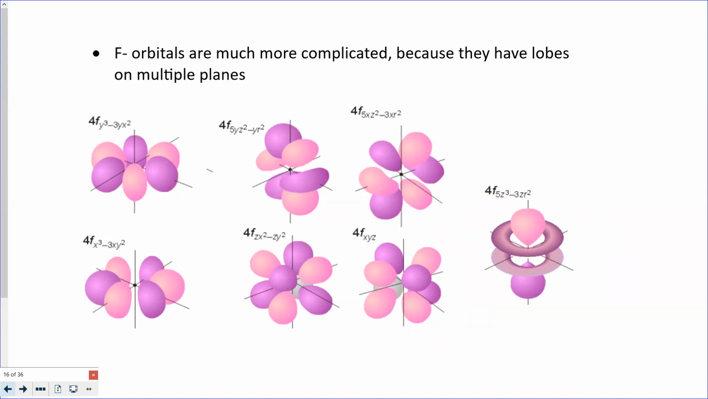So know that the orbitals go S, P, D, F. Those are going from lowest energy to highest energy. And you need to know the shapes of S, P, and D. So know that S is a sphere, P is that dumbbell or peanut, and then D is that cloverleaf or double dumbbell.